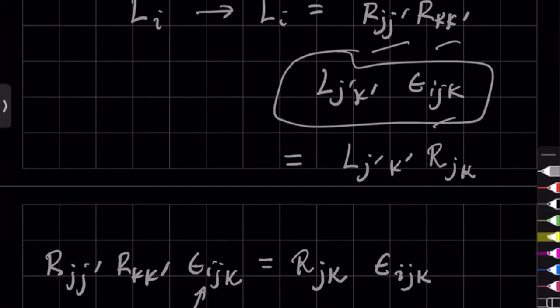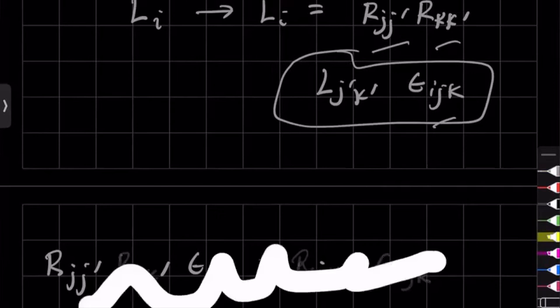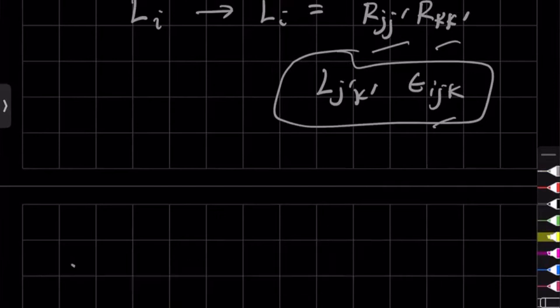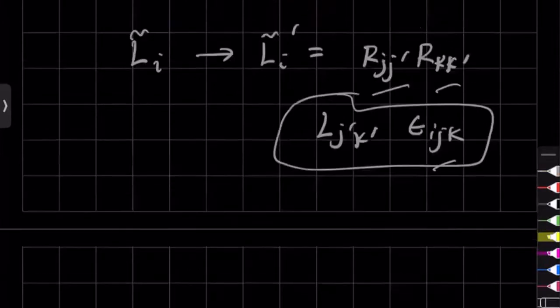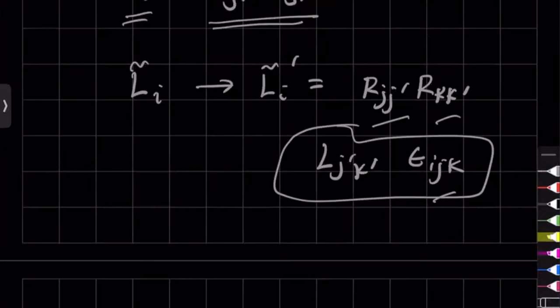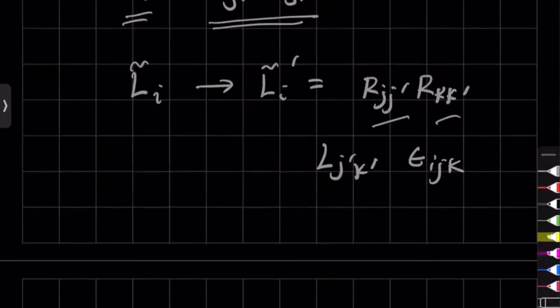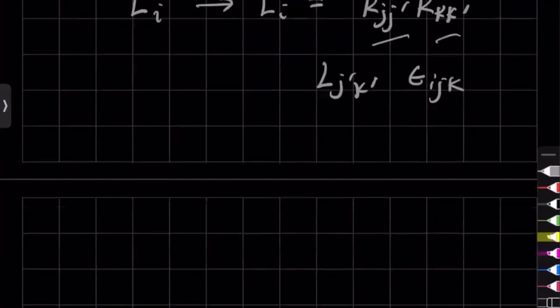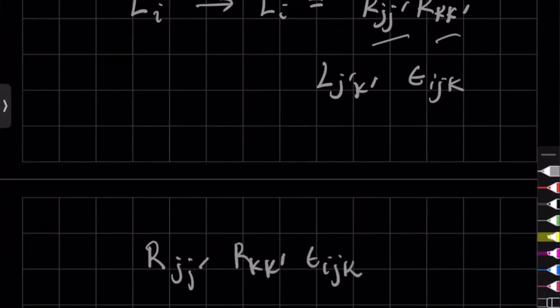Just 1 second. I'm getting things muddled. Aren't the J prime and K prime also free? Yes, they are. You're right. So it's R J J prime, R K K prime, epsilon IJK.